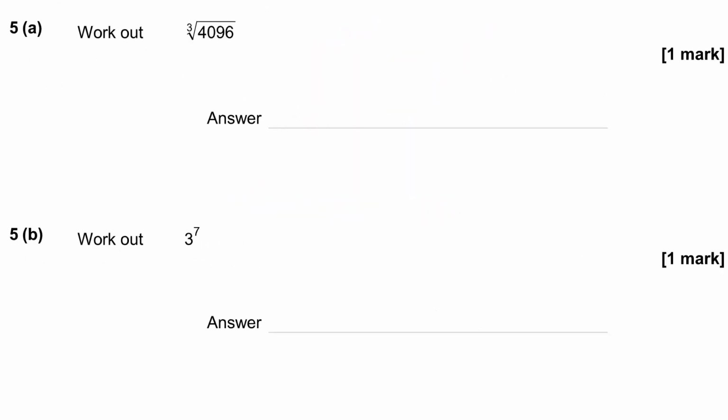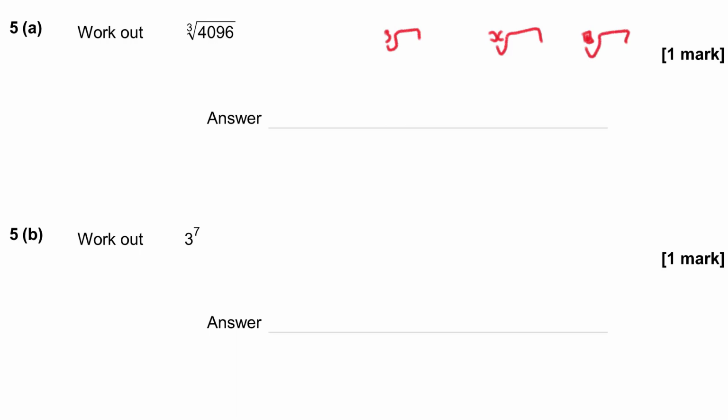Work out cube root of 4096. Now this is a job for the calculator. Now your calculator, if you've got a scientific calculator, should have a cube root button of some sort. Sometimes it is written like this if you've got a cube root button. Some calculators don't have a cube root, but they have an X root button that you can use, or might have a little square like this. So one of those symbols there.